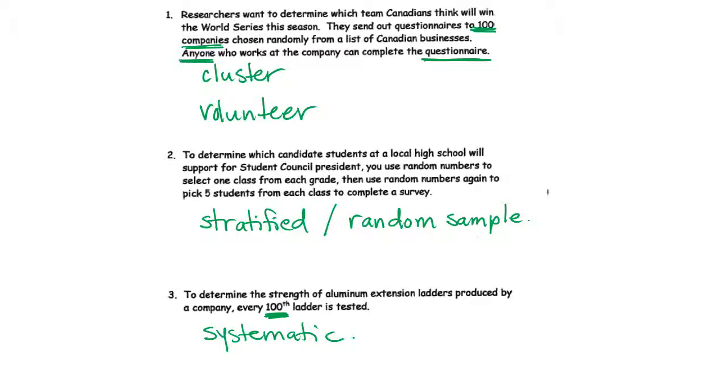Okay, and let's look at this one. To determine which candidate students at a local high school will support for student council president, you use random numbers to select one class from each grade, then use random numbers again to pick 5 students from each class to complete a survey. So that sounds like the stratified sample.